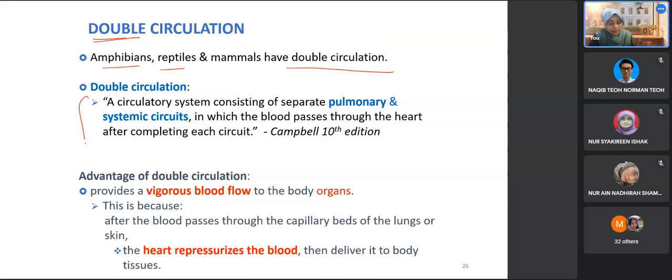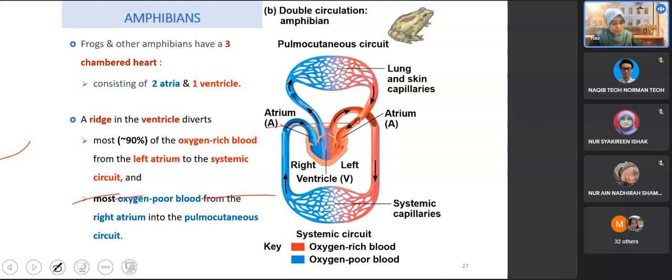So this is the definition for double circulation. It is a circulatory system consisting of separate pulmonary and systemic circuits. Pulmonary to the lung, and systemic circuit throughout the body, in which the blood passes through the heart after completing each circuit. This is the definition from Campbell. You can look at other books for definitions.